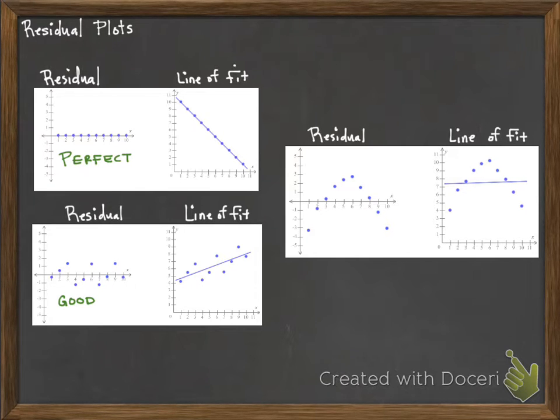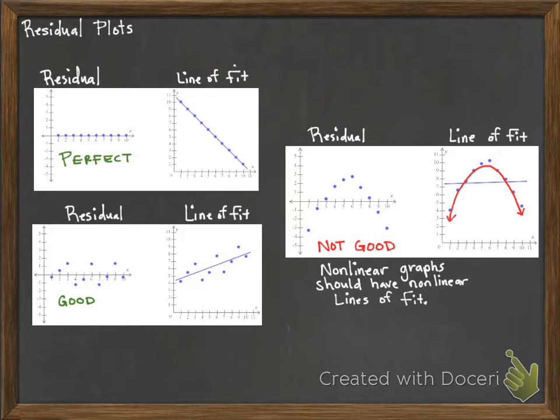However, if we can see a distinct pattern where the dots are not just randomly spaced above and below that line in the residual plot, that means it is not a good fit. If you can see our line of fit on the right, those dots obviously curve upwards and downwards, and a straight line going through the center doesn't really fit the direction the dots are going. If we have a nonlinear graph, which means it's curving, then our line of best fit should also curve to fit those dots. This one is actually what a quadratic function would look like. It's curving, it's not a straight line, it's not linear.